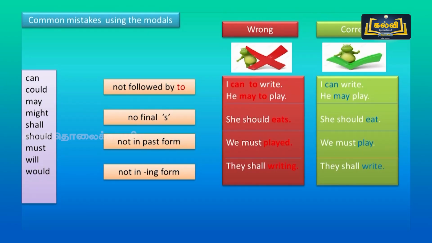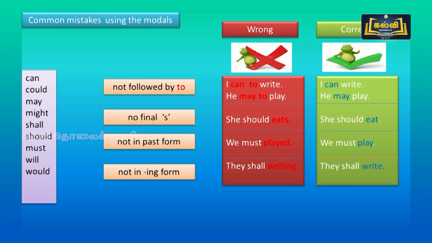Let us learn a few common mistakes while using the modal verbs. So here towards the left you have all the modal auxiliary verbs: can, could, may, might, shall, should, must. And the other two are will and would. So you have two columns. One is the wrong one and another one is the correct formation.